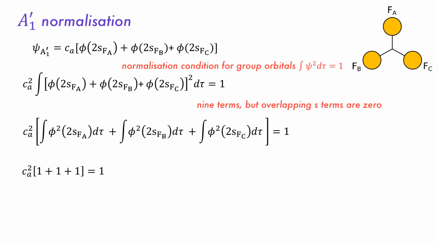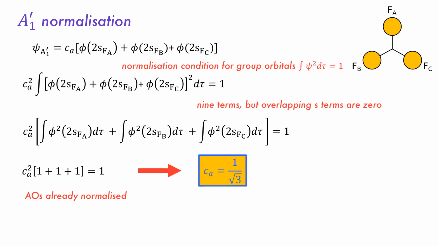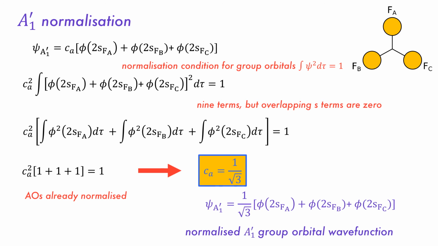Then we have the condition that Ca squared times 1 plus 1 plus 1 is equal to 1. The normalization condition, because these atomic orbitals are all equal to 1, as the atomic orbitals are individually normalized, unlike molecular orbitals. We can then solve this for Ca, which is Ca squared is equal to 1 over root 3. We then insert this into the original equation to get the normalized A1' molecular wave function.